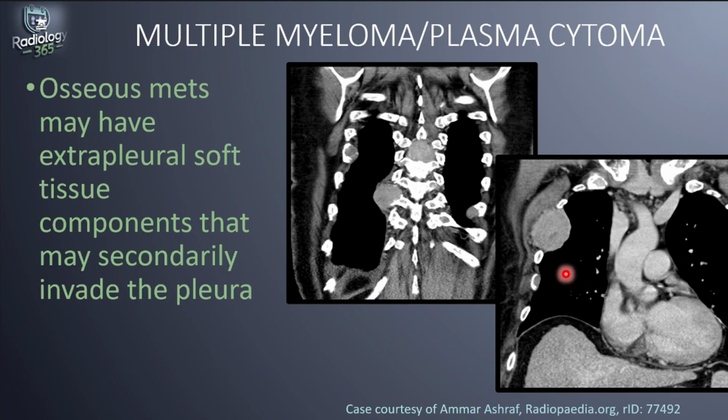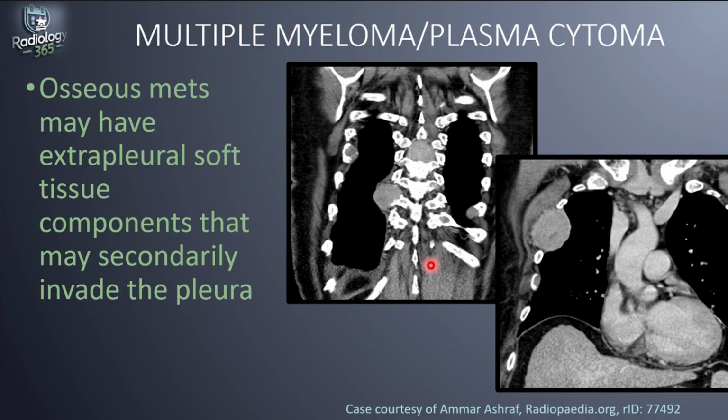Now to multiple myeloma or plasmacytoma, which involves multiple bony lesions. You could have osseous metastasis that may have soft tissue components, and some of these soft tissue components, being extrapleural, may secondarily invade the pleura.